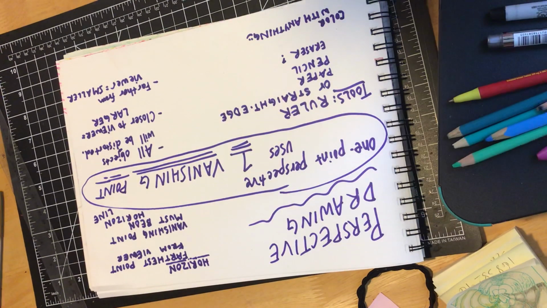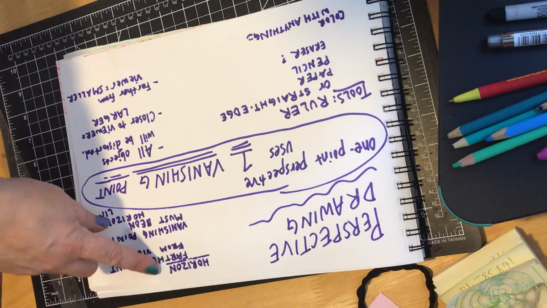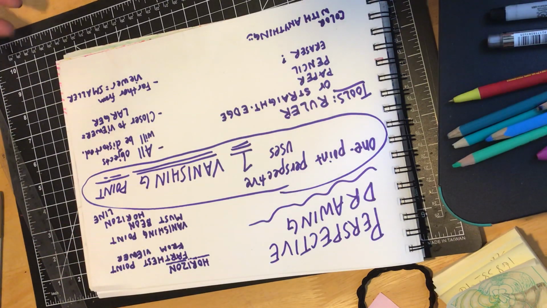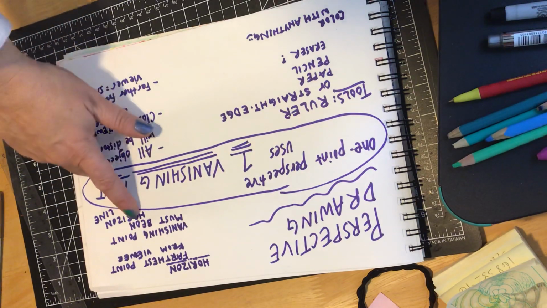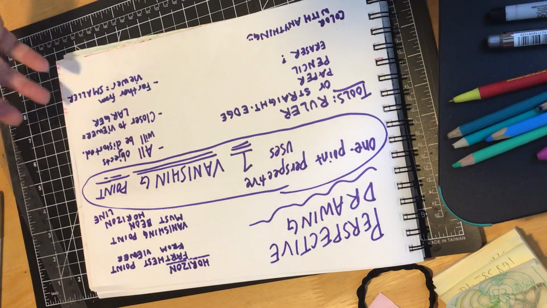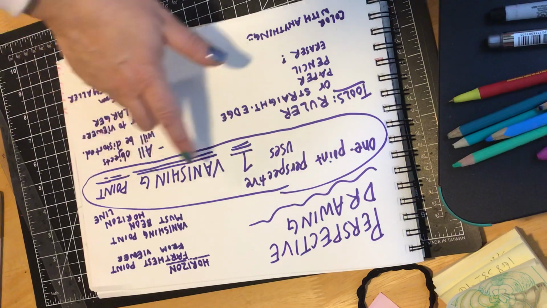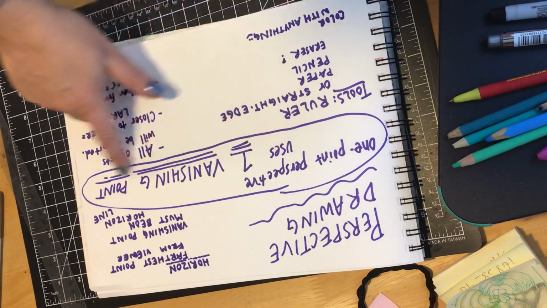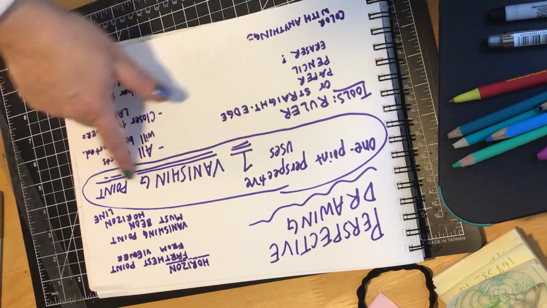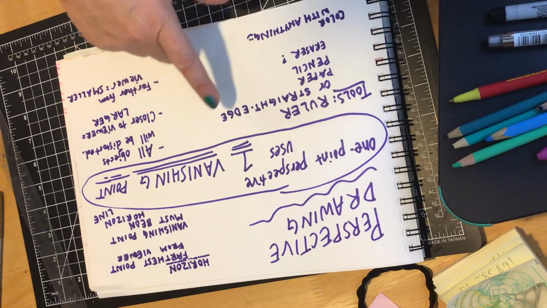So the first thing that you need to know is that there's a horizon. When we see the farthest point away from us, that's the horizon. And the vanishing point that we're going to be using has got to be on the horizon line. It doesn't matter if it's off to the side or in the middle of our horizon line, but our vanishing point is the most important thing when we're doing perspective drawing.